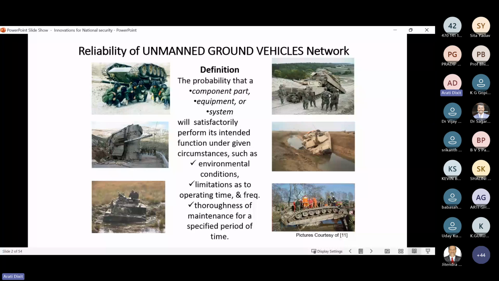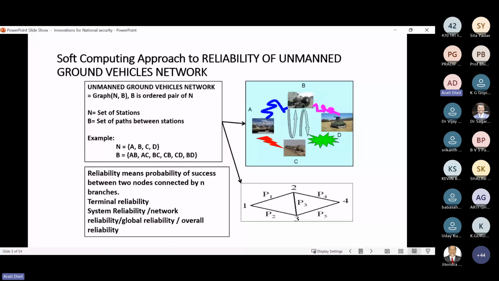So here is the solution that was proposed. Why don't we take help of a soft computing approach to define the reliability of unmanned ground vehicles? Soft computing using AI techniques aligned with core electrical engineering methodologies using VLSI design and so on. And how can we really come up with a solution for that?